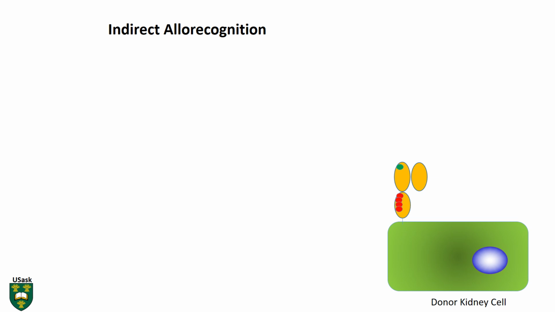In order to proceed, I would like to remind you about indirect allorecognition. But please excuse me, I'm going to change the name slightly to "indirectly recognizable." Here you can see a donor kidney cell, and this donor kidney cell expresses an HLA molecule. The green circle represents a surface HLA epitope, and the red represents a core HLA epitope. At one point, this HLA will become shed.